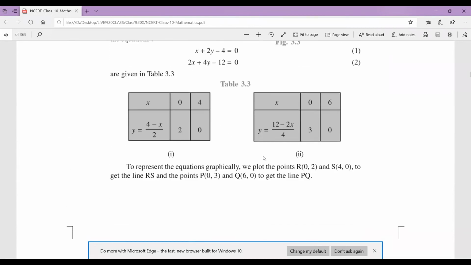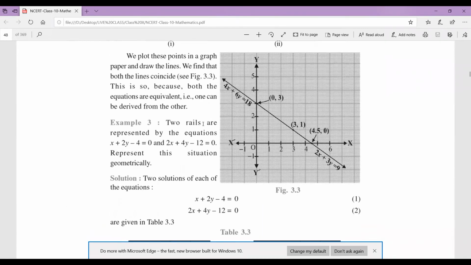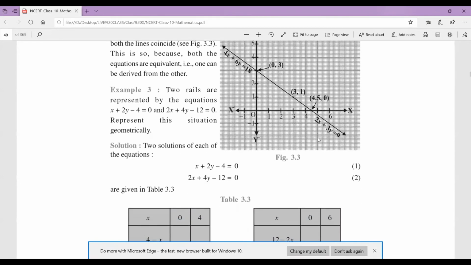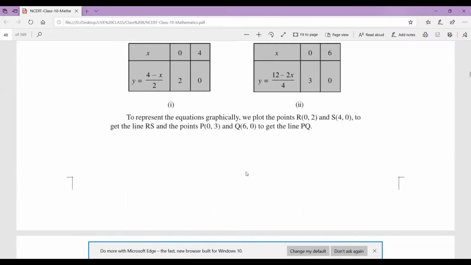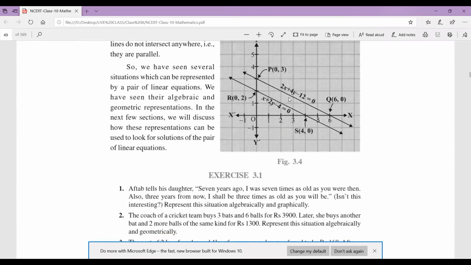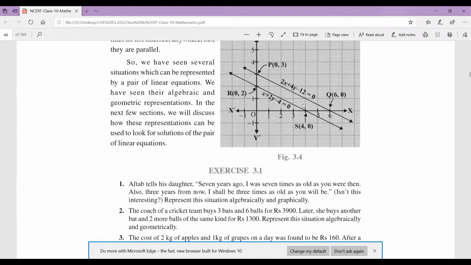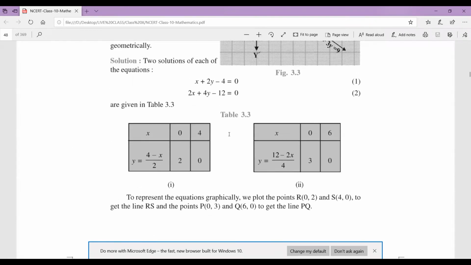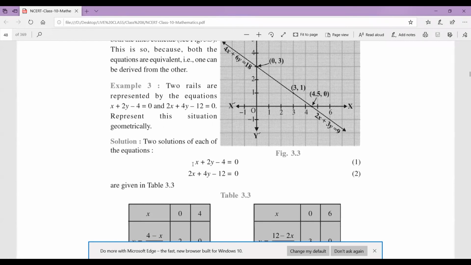Okay, so now we have the second question here. Two rails are represented by these equations. Represent this situation geometrically. So again, we just have to draw the graph and represent it. So in this case, you can see we are getting two linear equations, and let's check our a1, a2, b1, b2. What is happening here? So we have two equations here: x plus 2y minus 4 equal to 0 and 2x plus 4y minus 12 equal to 0.